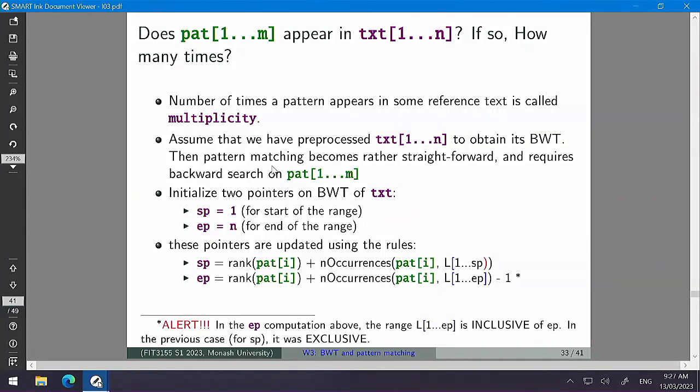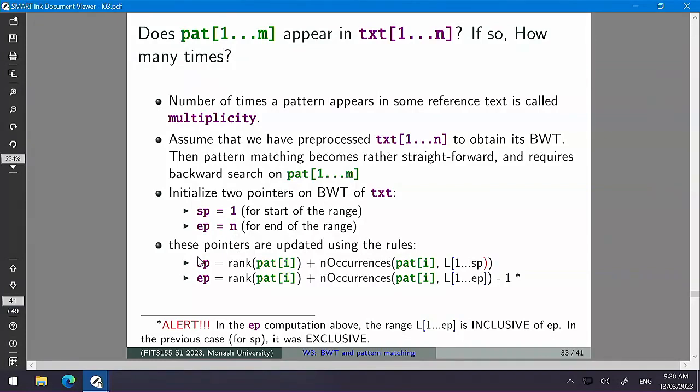How long does it take? With some auxiliary space, it's time proportional to searching each letter, m, m-1, m-2. So that's the agenda. Now, initially you're putting start point at 1 and end point at n.